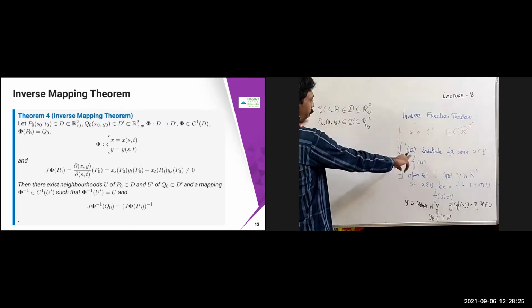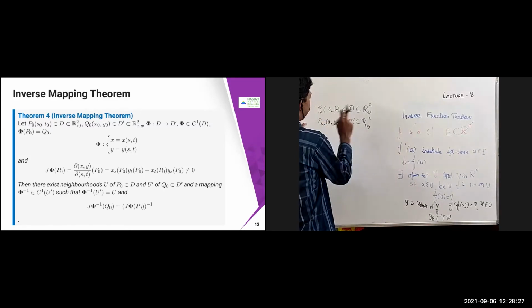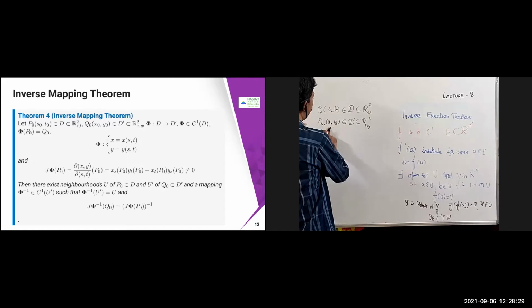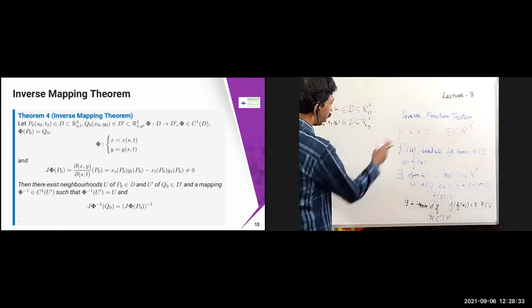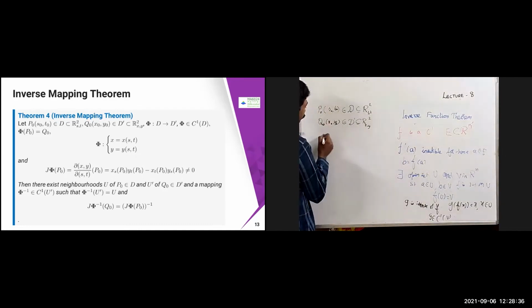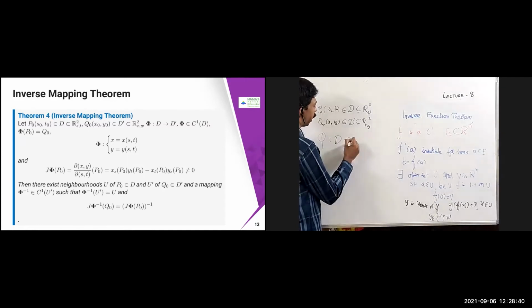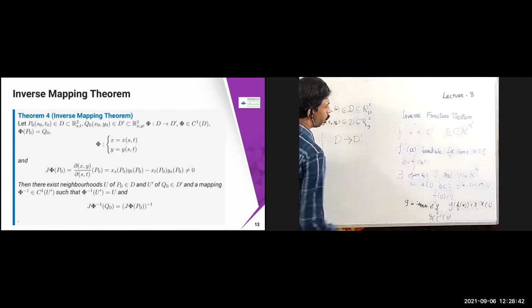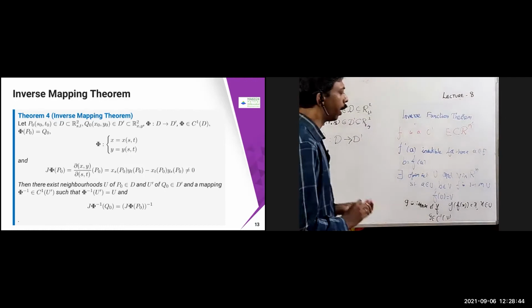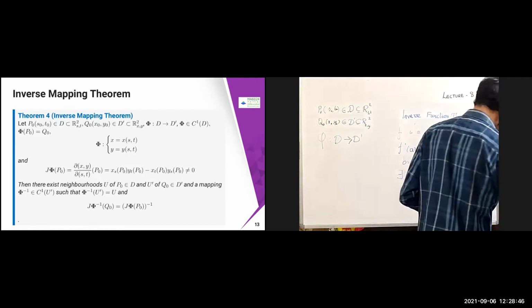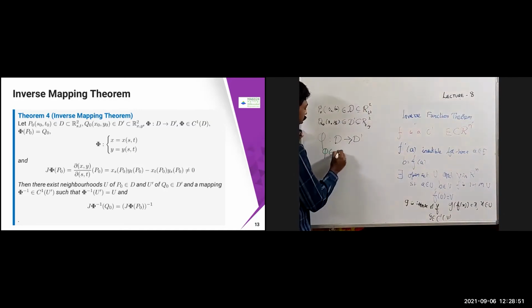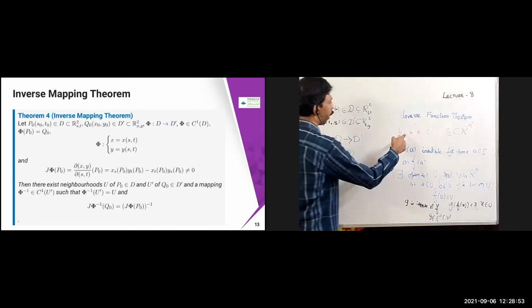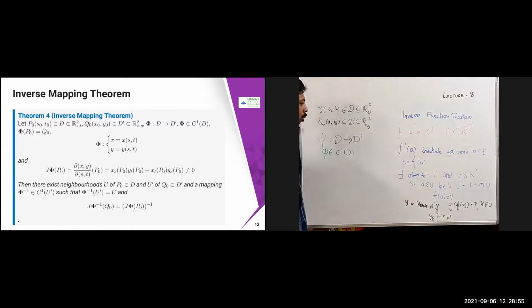Since it is a two parameter case, I'm saying S naught comma T naught, or S comma T, and X comma Y. Now in the place of F, I'm going to take a mapping pi from D to D dash, here I'm taking U to V. So same way I'm taking D to D dash. Then I'm taking pi belongs to C1, because F is a C1 mapping.